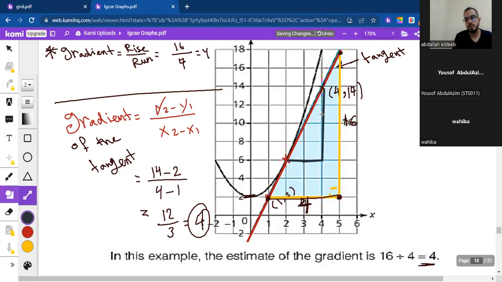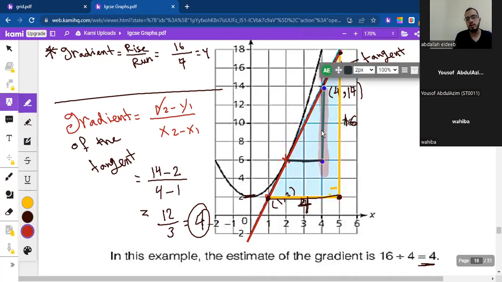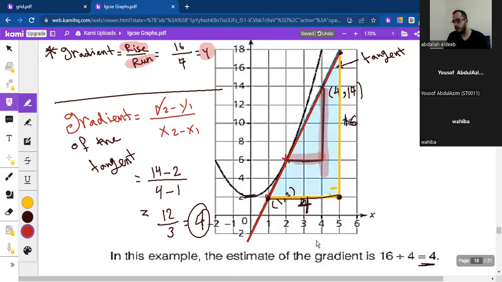Okay? Any triangle. Then you find the length of y, which is rise, and the length of x, which is run. Then you divide the rise by the run, and you find the gradient. If you don't understand this way, try to practice it, or if you don't like it, use the lower one, which is y2 minus y1 over x2 minus x1. Okay?